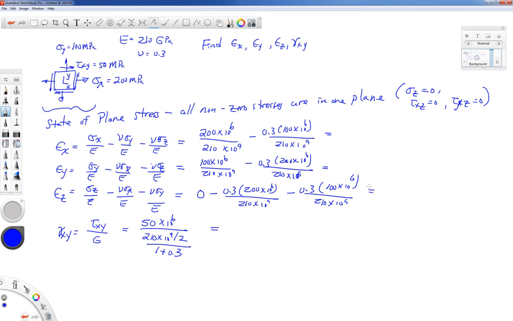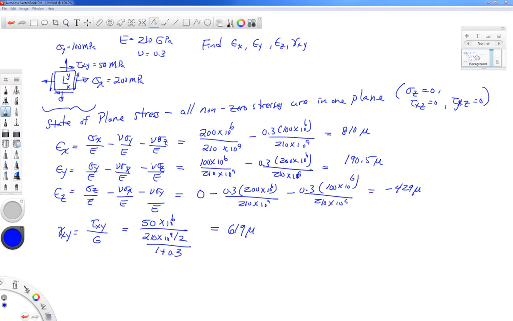All right, let's find out what all those numbers are. Okay, putting those numbers into my calculator, I got epsilon x is equal to 810 microstrain. Epsilon y is 190.5 microstrain. Epsilon z is negative 429. That means that the thickness is shrinking when we pull on it in those two directions. And gamma xy is 619 microstrain.